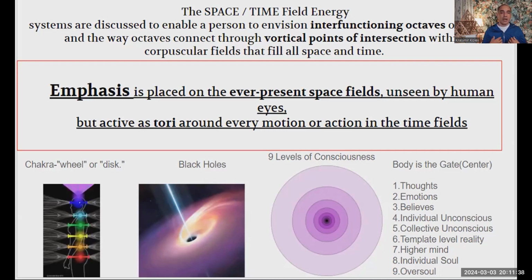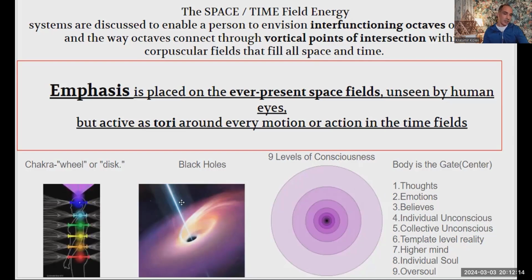So in our body, we have different vortices. Those vortices are like wheels, and they are called chakras in some traditions. And those vortices have different speeds with different wavelengths, of course, different colors. So they are like vertical points through which we exchange energy and information with these nested octaves that we're going to see here on the right, making the ninth level of consciousness.